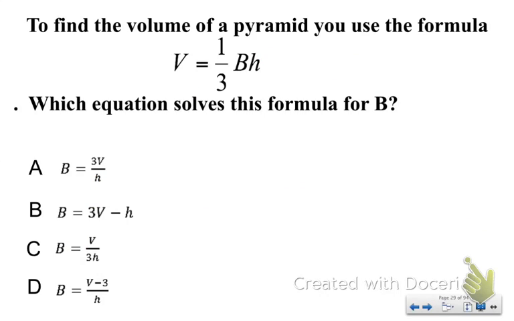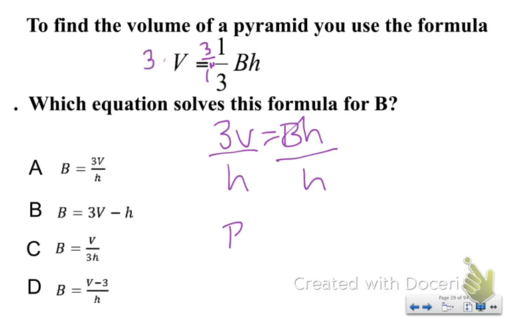Okay, first example is a literal equation. To find the volume of a pyramid, you use this formula. Which equation solves this formula for B? So remember, we're trying to get B by itself, so we want to move everything else over. If you have a fraction of 1/3, we're going to multiply by the reciprocal. Okay, and 3/1 is just 3. So I end up with 3v equals b times h, and divide by h on both sides. And that would be A.